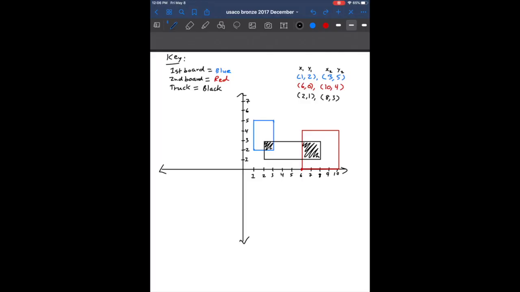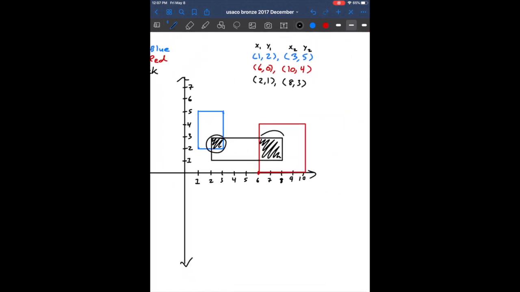I'll be showing you on the whiteboard how to do this. Here I just drew the key, indicating that the first board is drawn in blue, the second in red, and the truck in black. Then I wrote the coordinates of each board and the truck. This will be the bottom left, and this will be the top right: X1, Y1, and X2, Y2. And here is the graph. The black indicates the truck, and the red and blue are the corresponding boards. Here you can see there's a clear intersection, and the intersections are right here and right here.